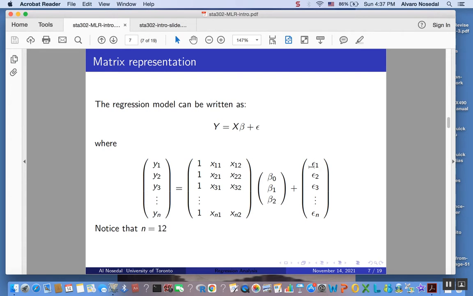And this guy here, we're using epsilon without a subscript to denote the vector of random fluctuations, which we don't get to see. That's an unobserved vector, right? But anyway, that's what the model looks like. So we would have 12 epsilons here. Okay.